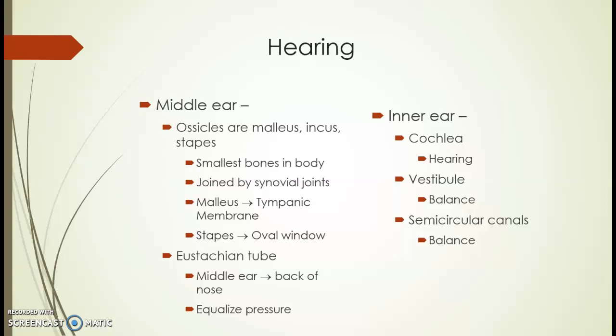The eustachian tube connects the middle ear with the back of the nose and helps equalize the pressure in the middle ear. The inner ear consists of the cochlea, which is involved in hearing, the vestibule, and the semicircular canals, both of which are involved with balance.